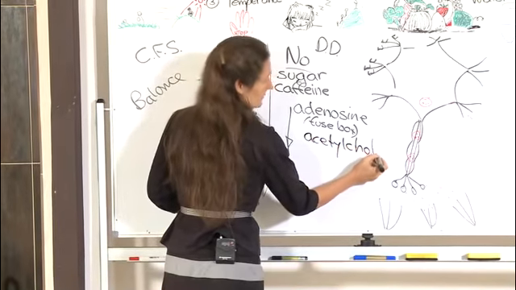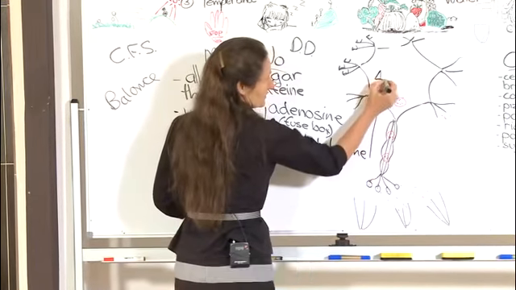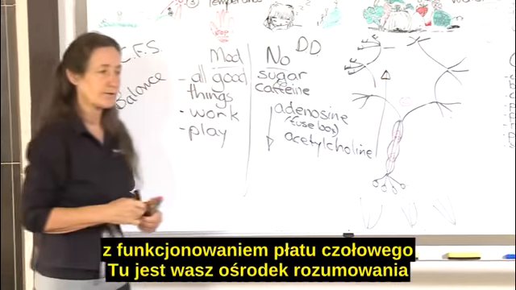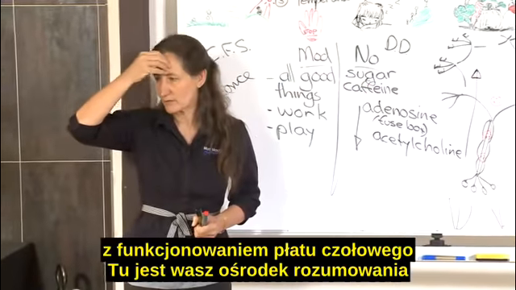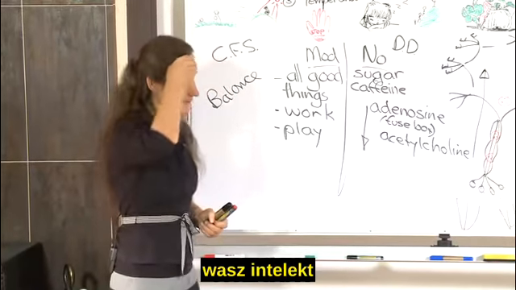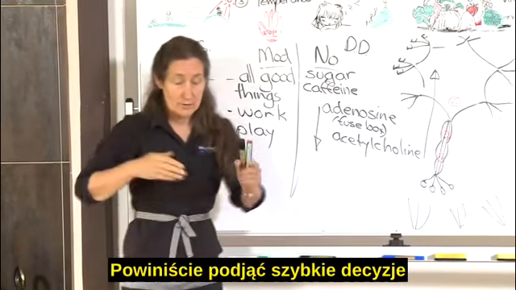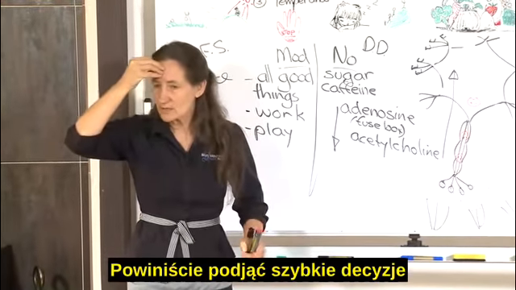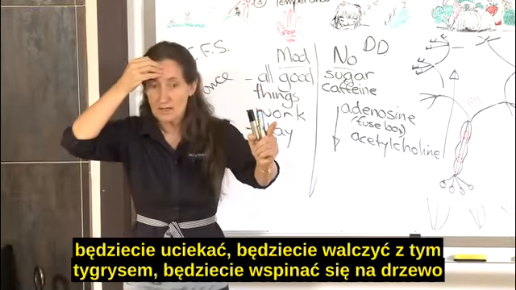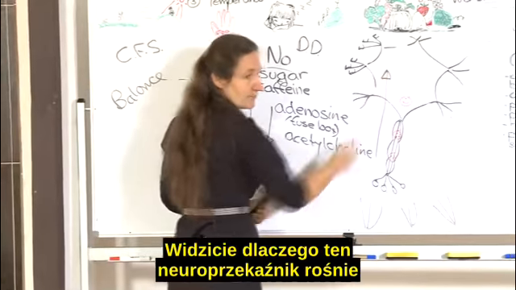Acetylcholine rises, and it has to do with front brain function. This is where your reasoning powers are, your judgment, your intellect, and that increases because you've met a tiger on the path. Vroom! You've got to make some quick decisions. Are you going to run? Are you going to fight this tiger? Are you going to climb a tree? Can you see why that neurotransmitter rises?